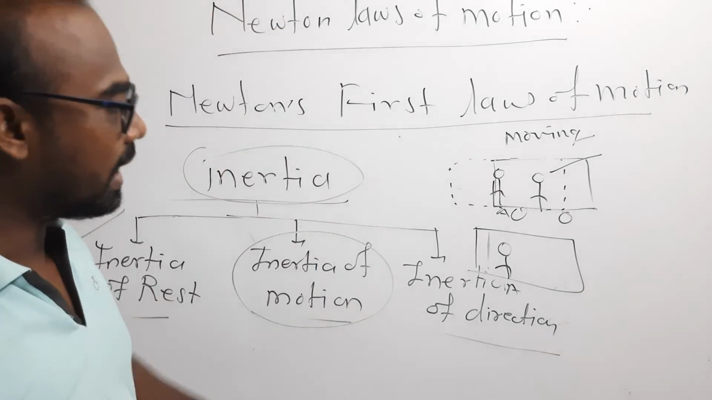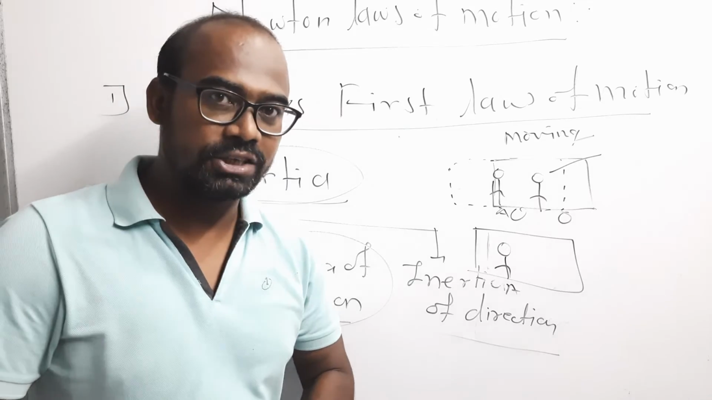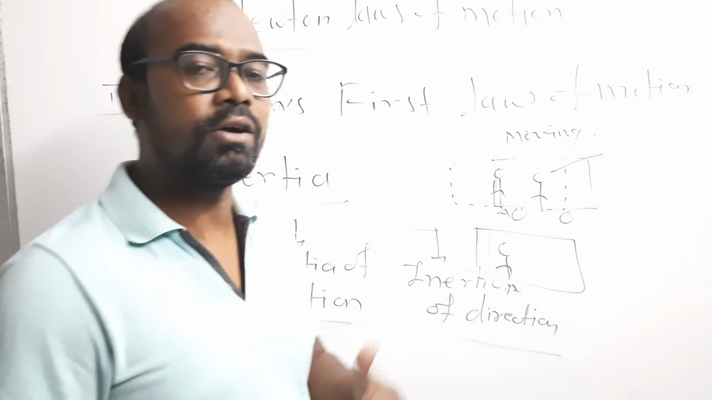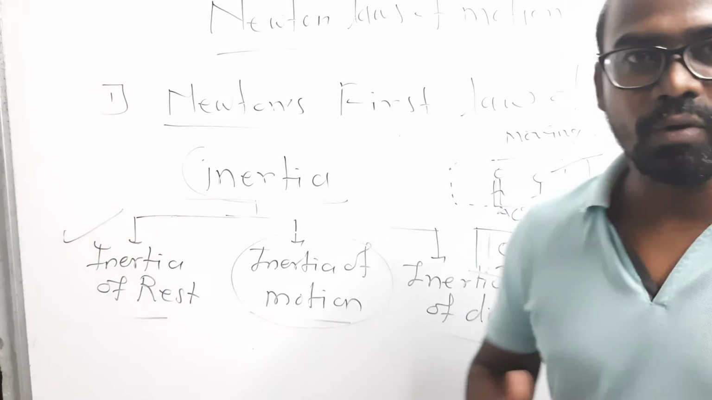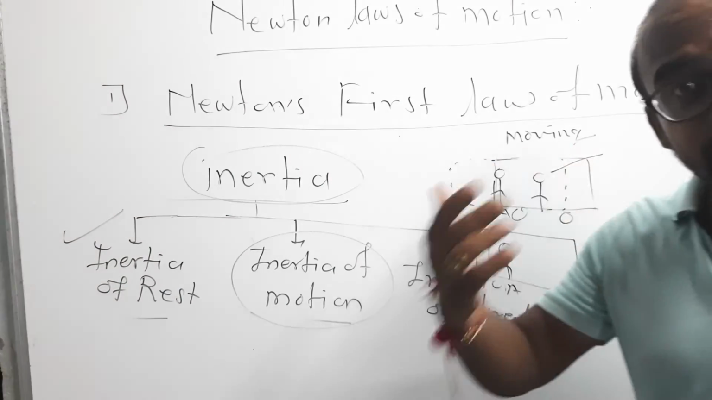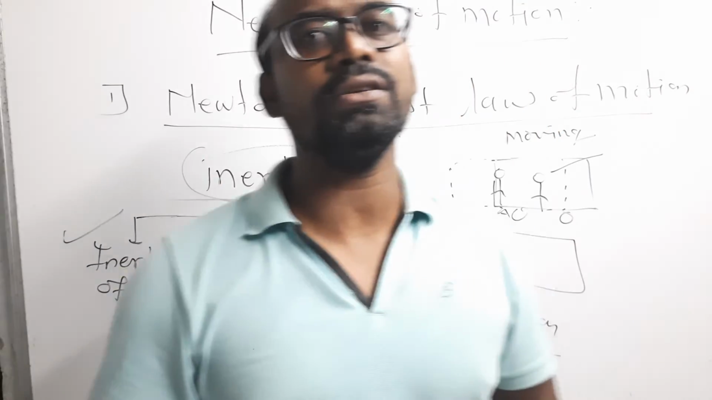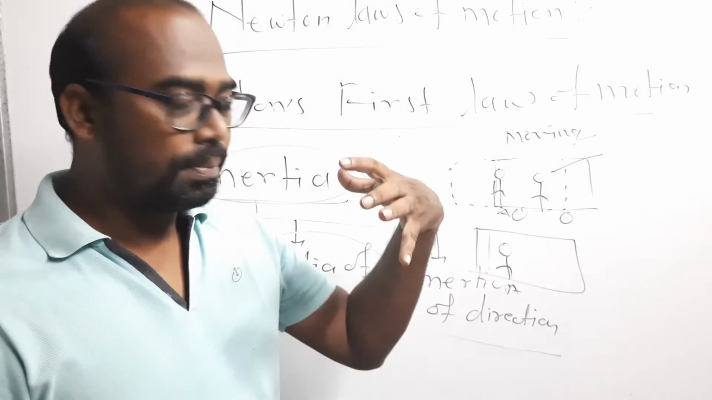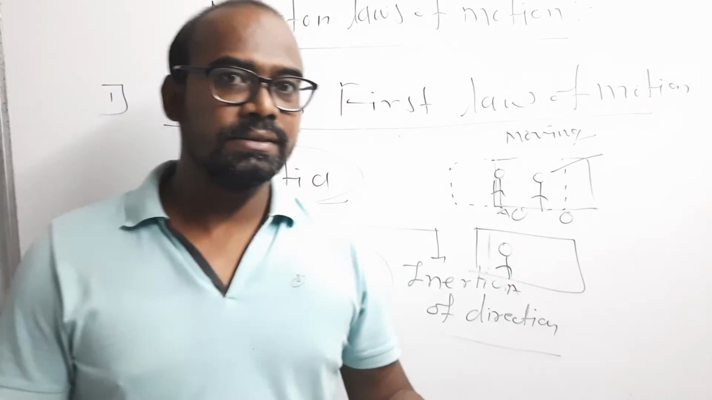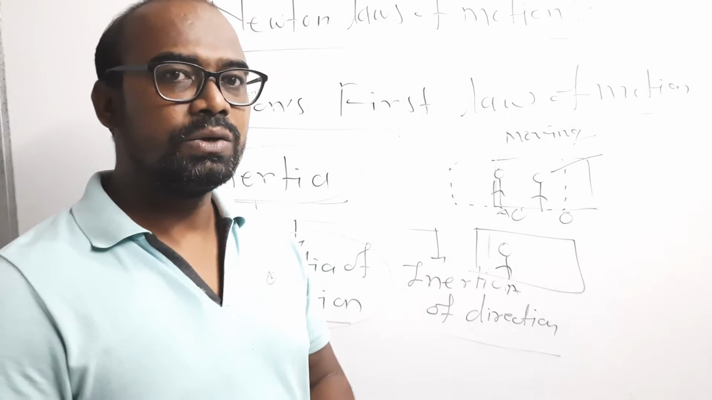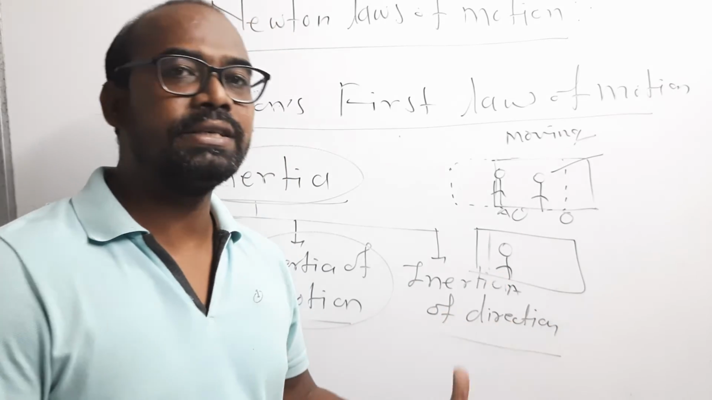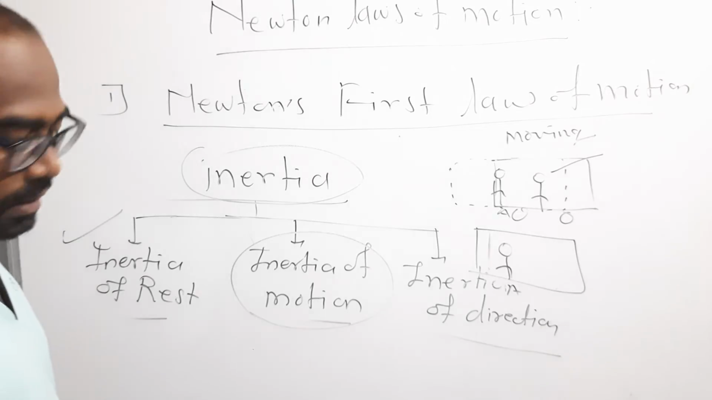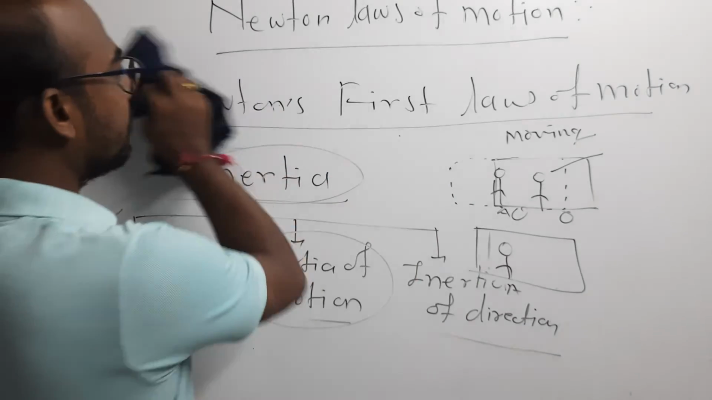Okay. And the last one, inertia of direction. Inertia of direction means what again? A body has inability to change the direction of motion by itself. We remember, a body has inability to change the direction of motion by itself. How can we consider an example of this?